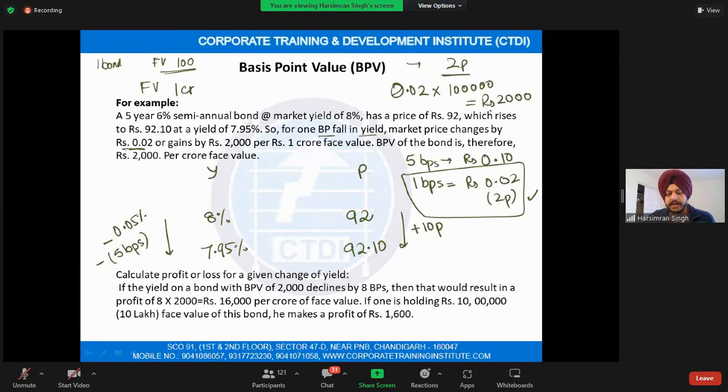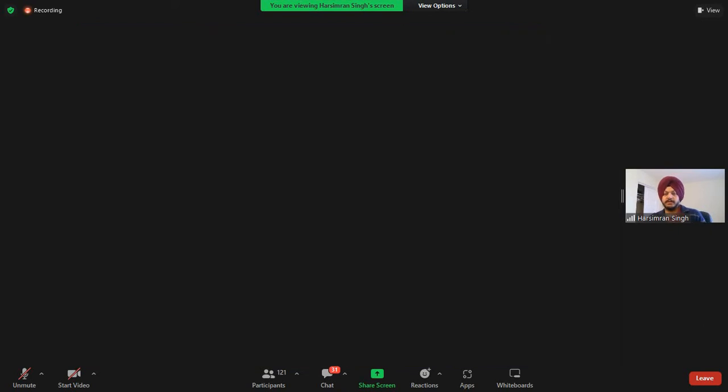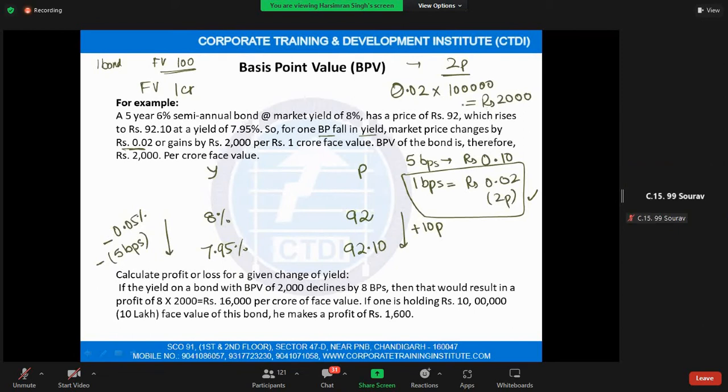Did you understand this concept or not? Yes sir. Write 1 crore as 100 lakh, sir. Okay, look here. Did you understand up to this point? Yes sir. So that means if you have understood up to this point, you know that if one bond's face value is 100 rupees, the change in price will be 2 paisa, right? Right or no? Yes sir.